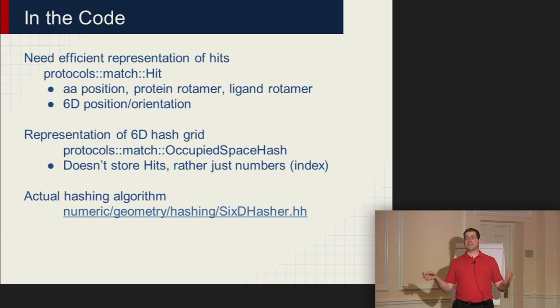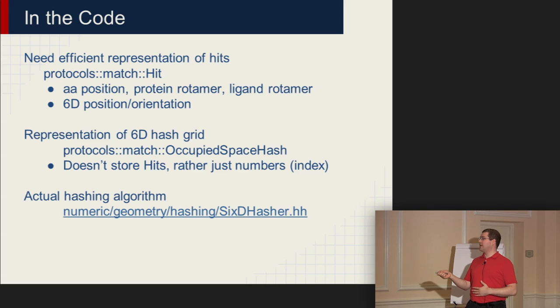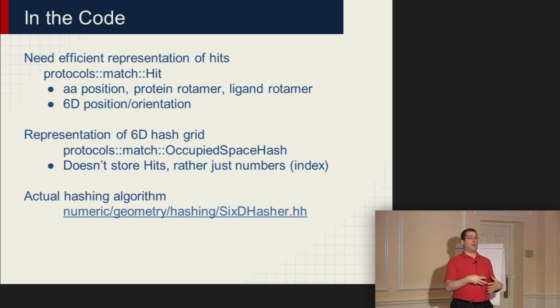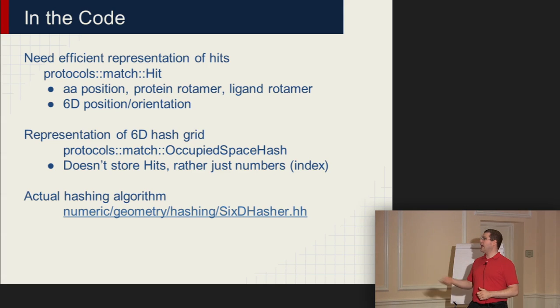Also, since we have six-dimensional space, that can also take up a lot of space. And so we represent that efficiently with the protocol's max occupied space hash. And in this, we're not actually storing these hit objects in this hash map, but we're storing just numbers, indices, to a full list of hits. And so by that method, we can further cut down on the amount of storage space that we need. And then finally, we have the actual hashing algorithm that allows you to efficiently translate into a hash map, and that's in numeric geometry hashing and the 60hasher.hh.